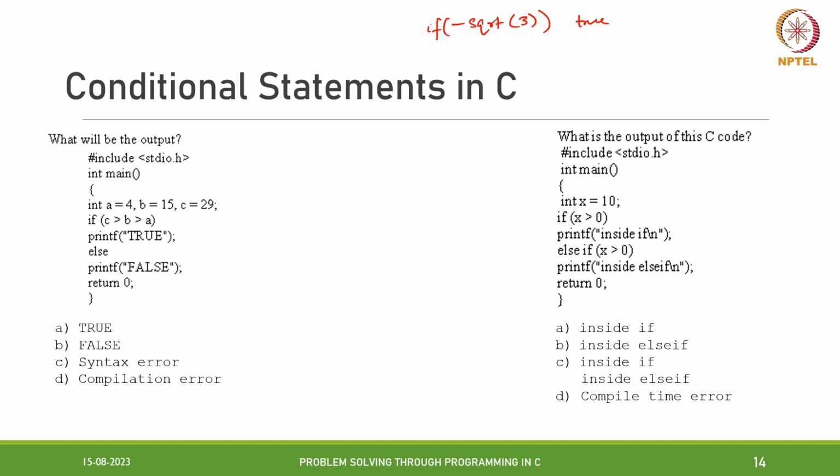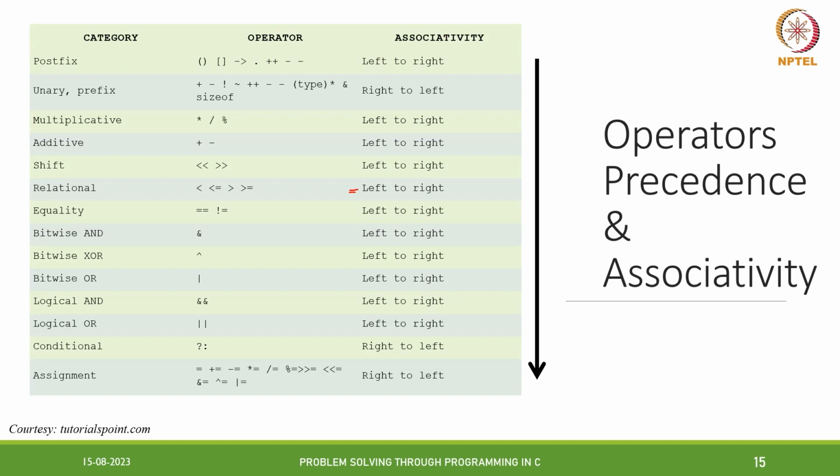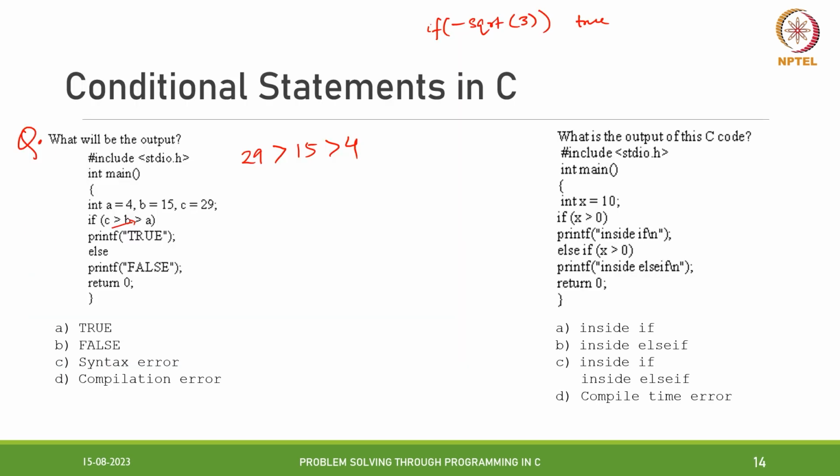Okay, so for this question, this expression, you need to know how it is evaluated. So basically it's like 29 greater than 15 greater than 4. Both of these are greater than operations, relational operations. Relational operations have left to right associativity, so that is what we will follow. So we'll just go from left to right. 29 greater than 15, what is that? It is true, right? So now it becomes true greater than 4. True means it's 1 greater than 4.